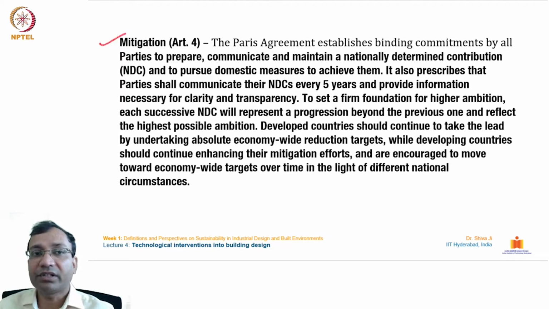Developed countries should continue to take the lead by undertaking absolute economy-wide reduction targets, while developing countries should continue enhancing their mitigation efforts and are encouraged to move toward economy-wide targets over time in the light of different national circumstances.